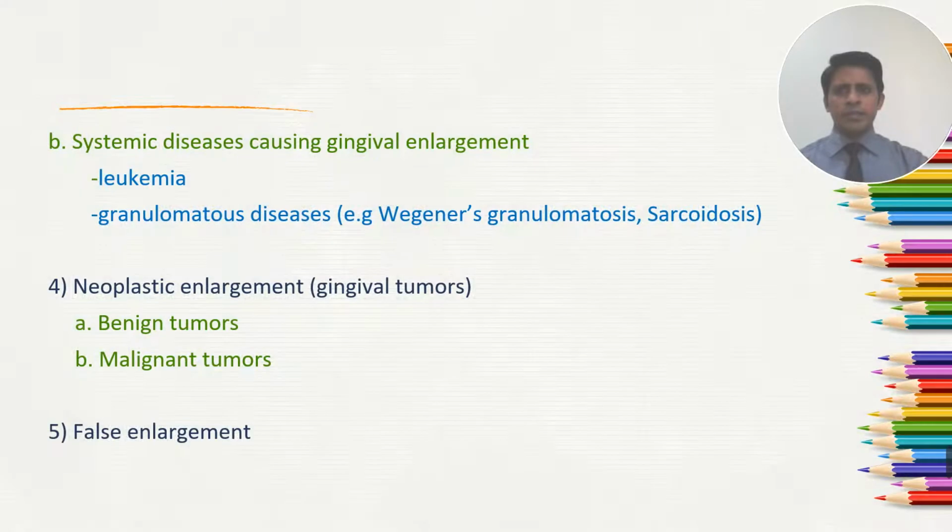Coming to the systemic diseases causing gingival enlargement, such as leukemia and granulomatous diseases like Wegener's granulomatosis and sarcoidosis. The fourth is the neoplastic enlargement, that is the gingival tumors. The tumors may be benign tumors or malignant tumors, and the last is the false enlargement.